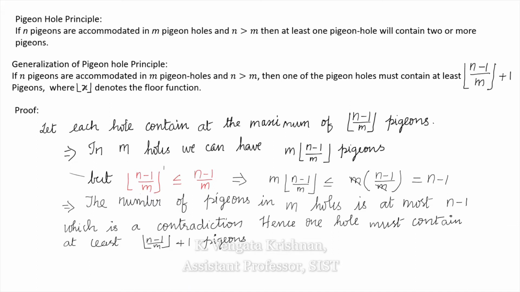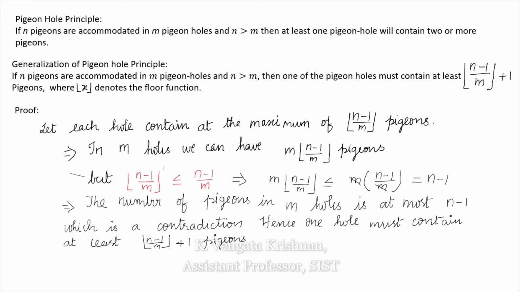Now let's take the statement of the generalized pigeonhole principle. This further characterizes the minimum number of pigeons in a hole. The statement reads this way: if n pigeons are accommodated in m pigeonholes and n is greater than m, that is, the number of pigeons is greater than the number of holes, then one of the pigeonholes must contain a minimum of floor of (n minus 1) by m, plus 1 pigeons.